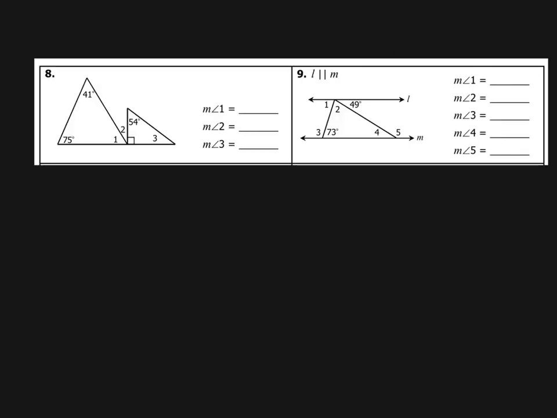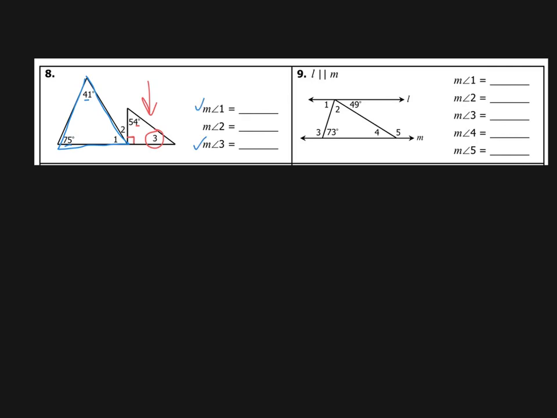On numbers 8 and 9, I just want to guide your thought process, and I want to do it all for you. First, let's take a look at the triangle on the right. I know that I have a 54-degree angle, and then I've been given that that's a 90-degree angle. So using the Triangle Sum Theorem, I can find angle 3. On the left side, we'll call this the blue triangle, I know that I have 2 of the 3 angles, so using the Triangle Sum Theorem, I can find angle 1. So angle 1 and angle 3 are pretty simple.